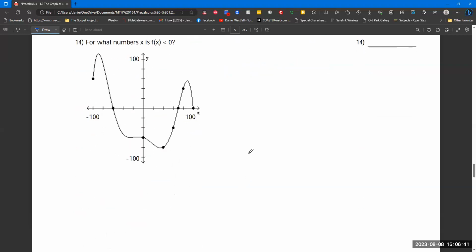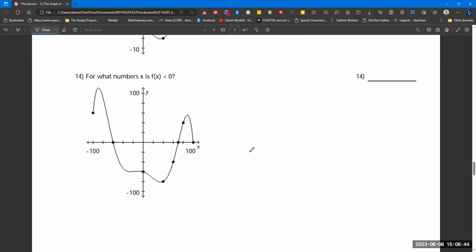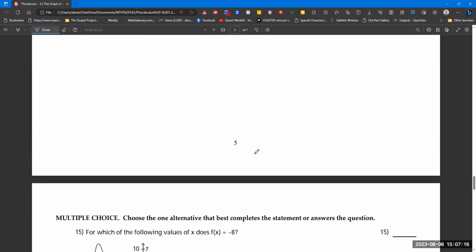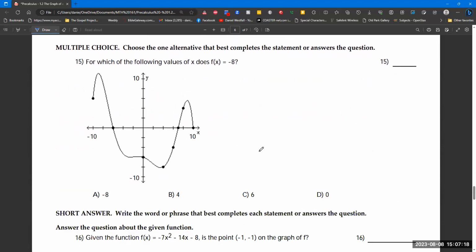For what values of x is the function negative? That's between here and here on the graph, and that is -60 and a positive 70. This is in interval notation, right? All right, so come back. No, let's keep going with this.